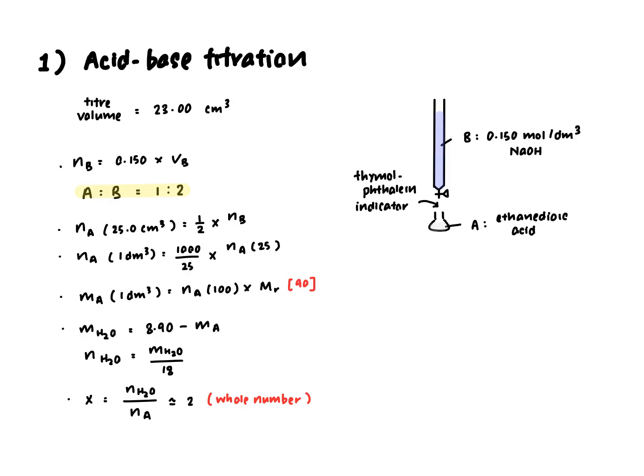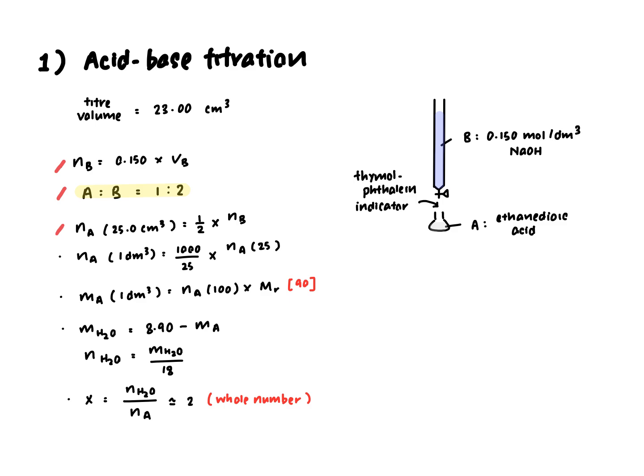However, the calculation steps are pretty routine. As usual, we can make use of the 3C approach to find the answer. So the first C is to convert to moles, to convert the titer value, the volume of NaOH, to moles by multiplying by the concentration given. Next C is to compare mole ratio. So the ratio of acid to sodium hydroxide is 1:2. So the number of moles of acid will be half that of your sodium hydroxide.